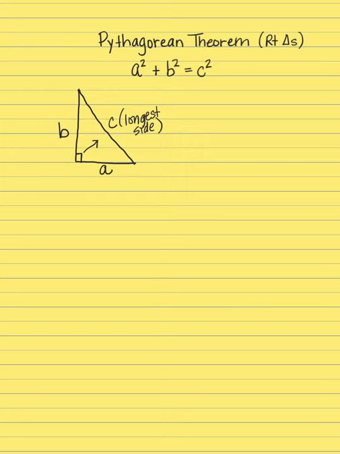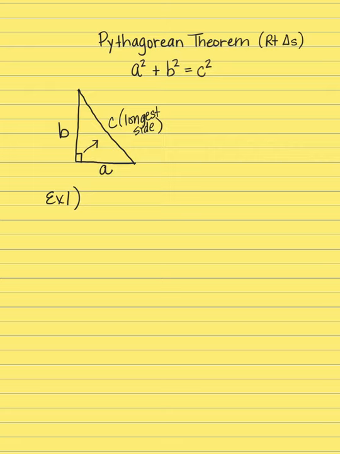Now, the first thing we're going to look at is to determine, if I give you three sides, can that be the side lengths of a right triangle? Now, we're not talking about what we did on the last test where you had to tell if something could be the sides of a triangle. We're talking about can it be the sides of a right triangle.